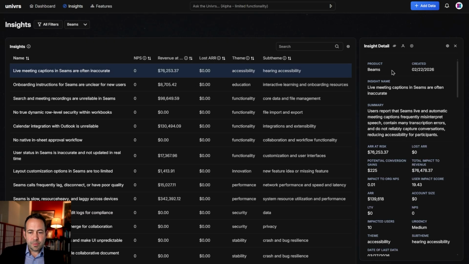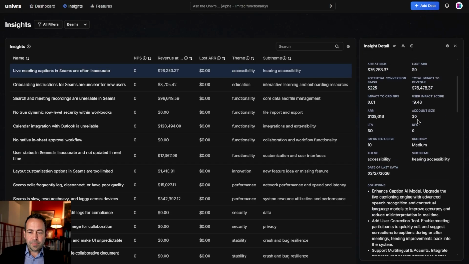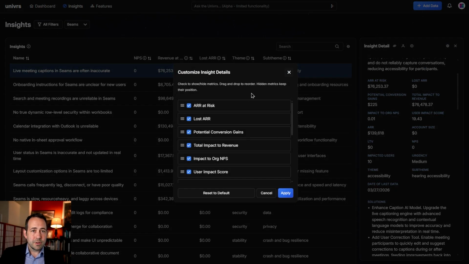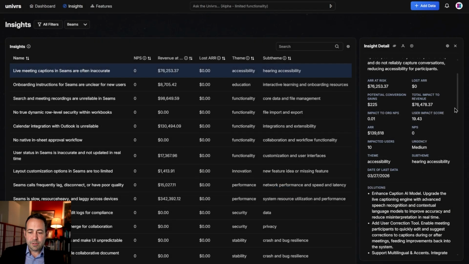So product beams, we have our insight name, our summary, and you can see all these same metrics here, right? So ARR risk, $76,000, the range, $32,000 to $120,000. So again, in here, we can see all of the same sort of data. So you get used to that pattern and you get to understand, all right, this is the type of data I have. I can view it at different levels of abstraction from specific user need all the way up to the company. And then you can say, all right, well, I don't have LTV here. I don't need to see that. I don't have account size. Hit apply, and you can reduce this down, simplify it a bit.